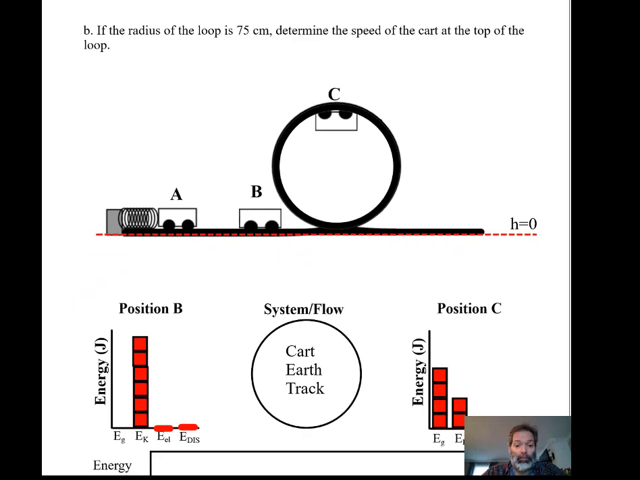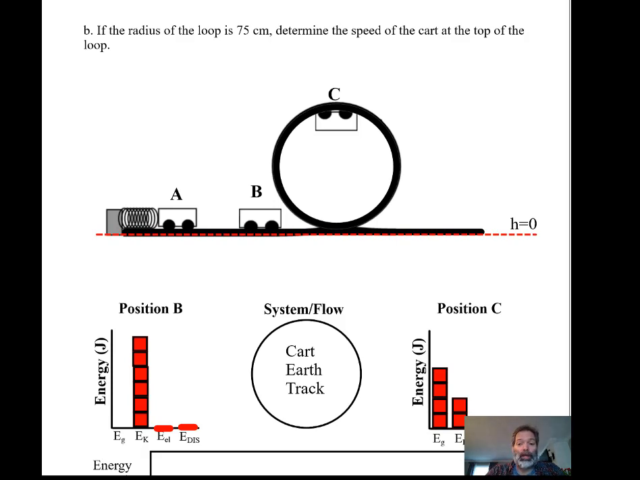The cart's still moving with the same kinetic energy that it had before, 150 units. Now at position C, though, the cart is up off of the ground a little bit, so it has some gravitational energy, and it's still moving, so it has kinetic energy. But since most of that energy is in the gravitational column, I expect less to be in the kinetic column, which is why I broke it up into 4 blocks and 2.